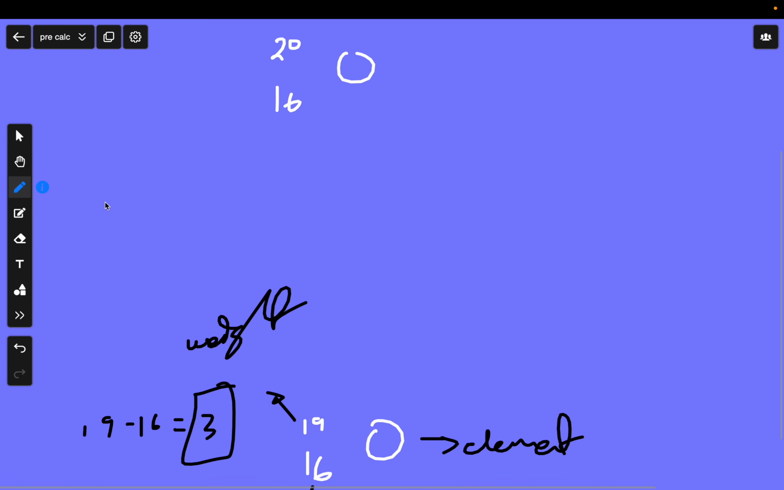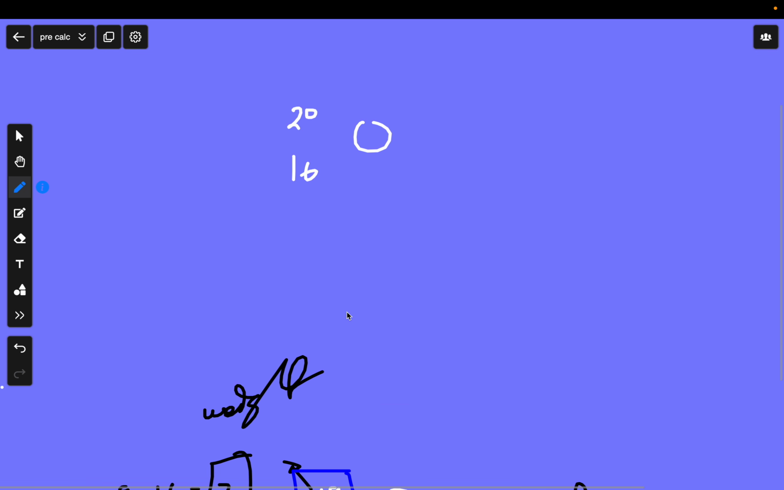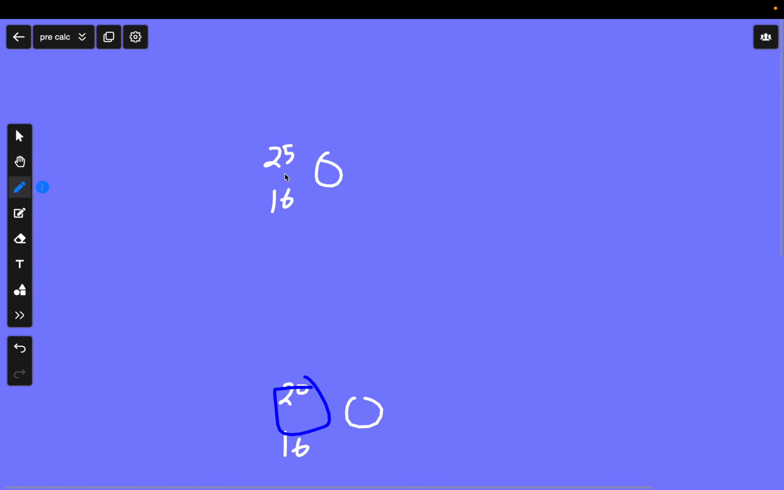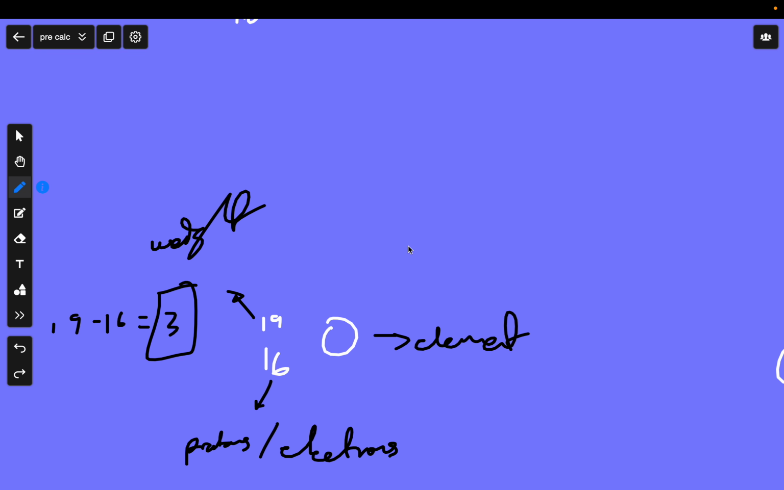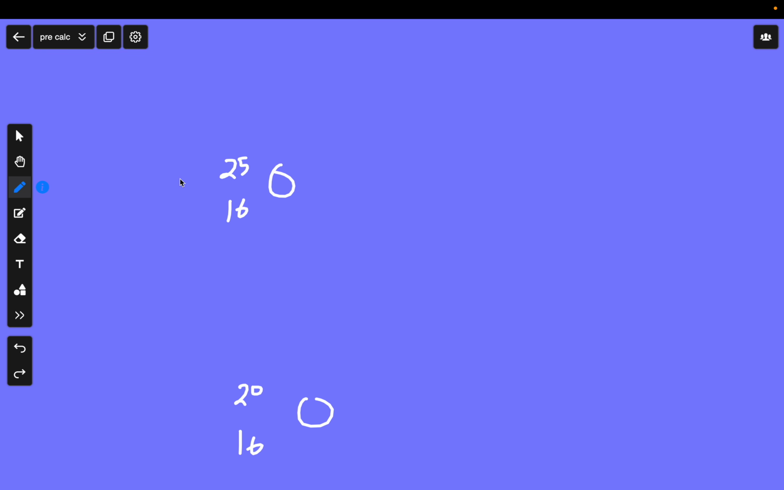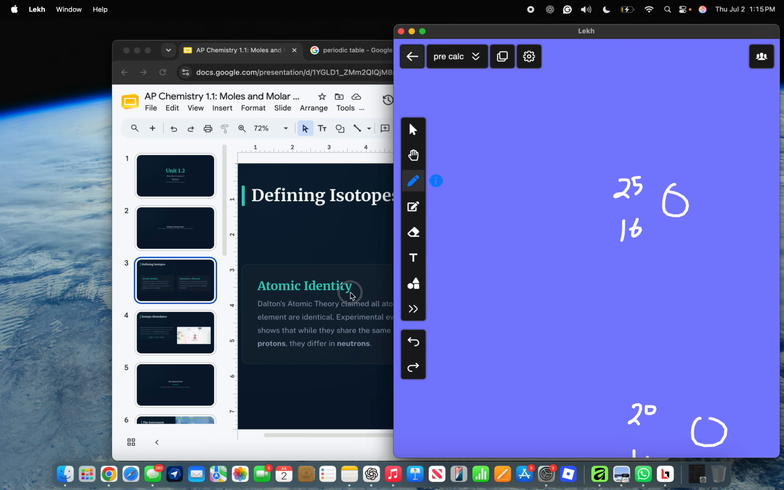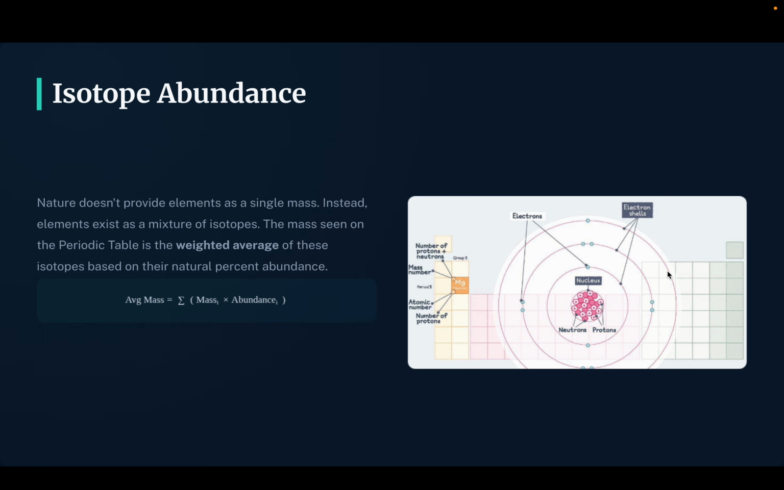And all of these will behave the same chemically because they all have the same number of electrons. As you look, there's 16 here, here, and here. There's 16 electrons everywhere. So they will behave the same chemically, but they'll be physically different. Because I have 3 neutrons here, 4 neutrons there, and 9 neutrons here. Their mass will be a little bit different. So they behave the same chemically, but physically they're different.